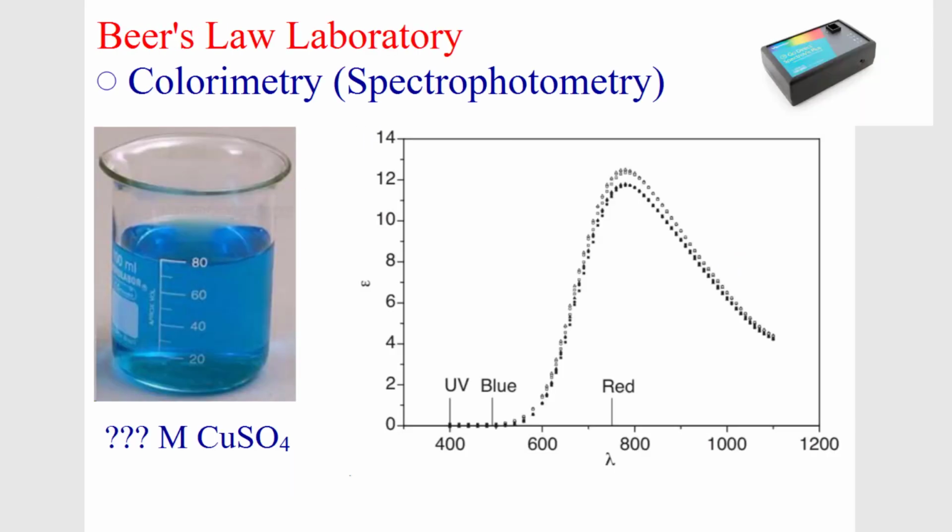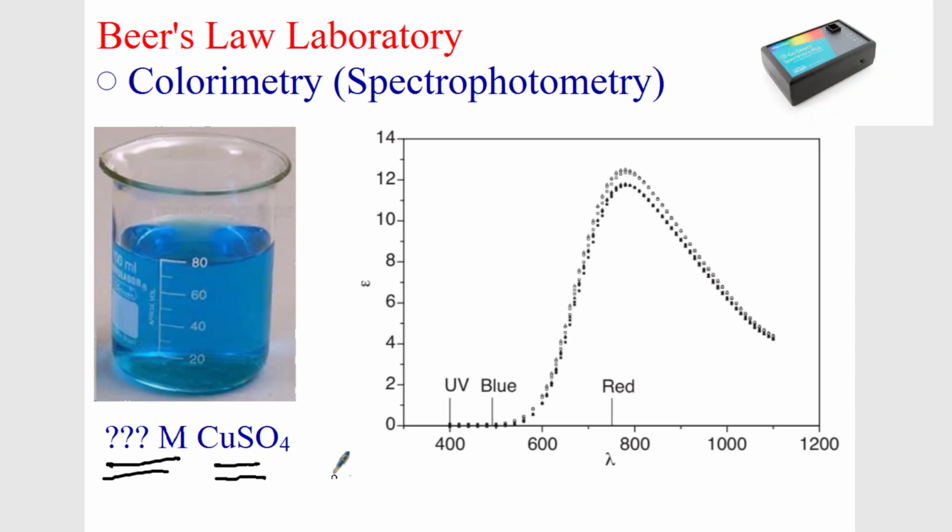Okay. Last thing is what's called the Beer's Law Laboratory. Beer's Law Laboratory is using what's called colorimetry or spectrophotometry. Colorimetry or spectrophotometry is taking a look at whether we can use the color or the absorbance of light to find out what the concentration is. So I don't know the concentration of this copper sulfate solution. How do I find this unknown molarity of copper sulfate? Well, I have to know known values of copper sulfate. If you know copper sulfate, you can find something that's unknown.